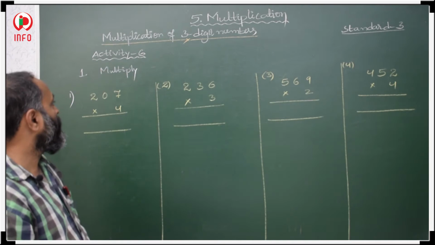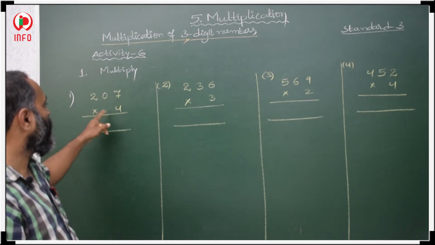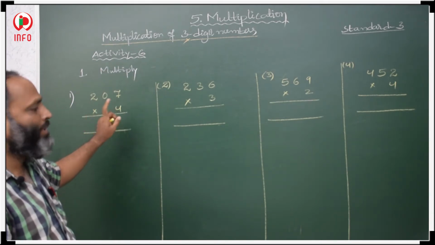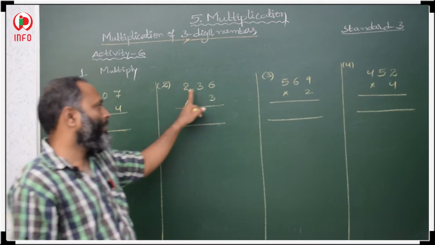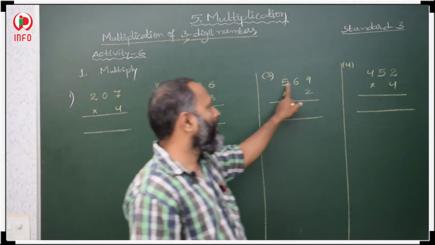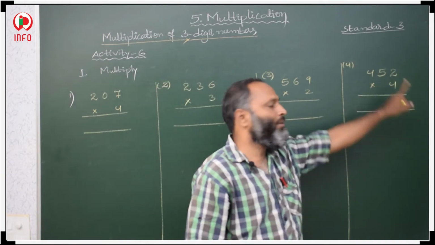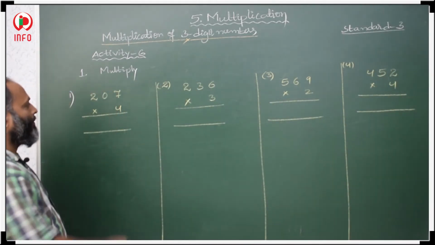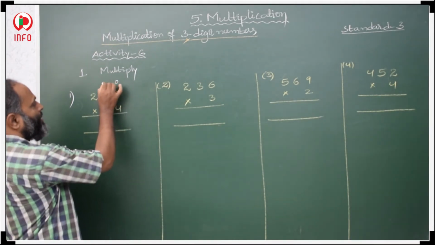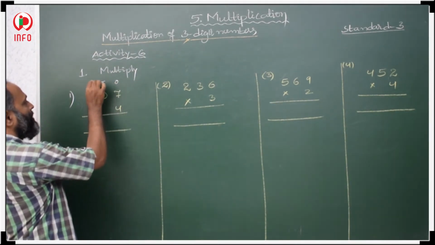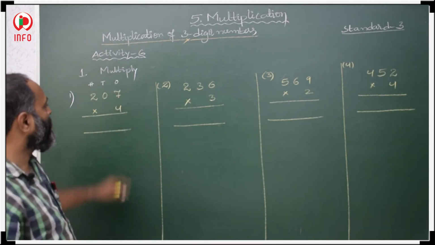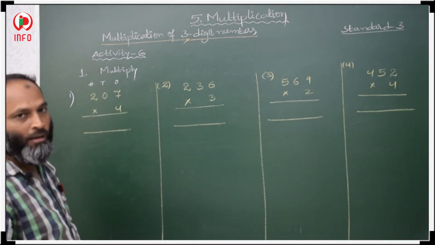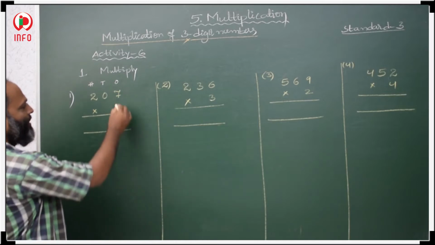Now in activity 6 we have to multiply a 3 digit number with a single digit number. Let's see how to multiply. First, this is ones place, this is tens place, this is hundreds place. Ones, tens, hundreds. First you multiply 4 with the ones place.